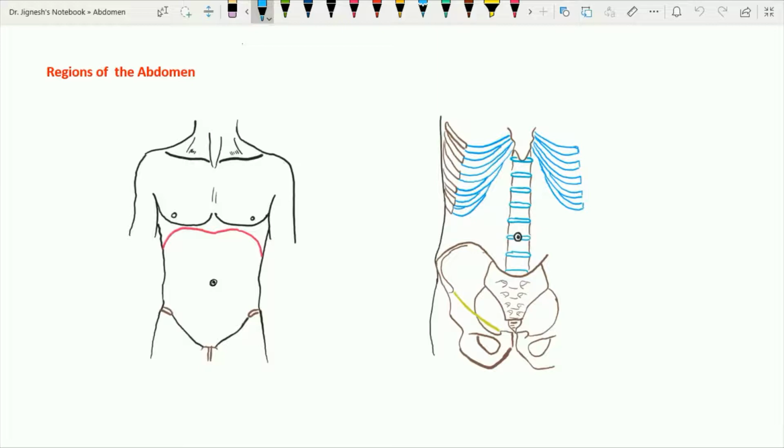When we see the horizontal planes, the upper horizontal plane is going to pass through the L1 vertebra. So here in this figure we can appreciate the L5, L4, L3, L2, L1 vertebrae, and the upper horizontal plane is called the transpyloric plane. This transpyloric plane passes through the lower border of L1, and it passes through the 9th costal cartilage on each side.